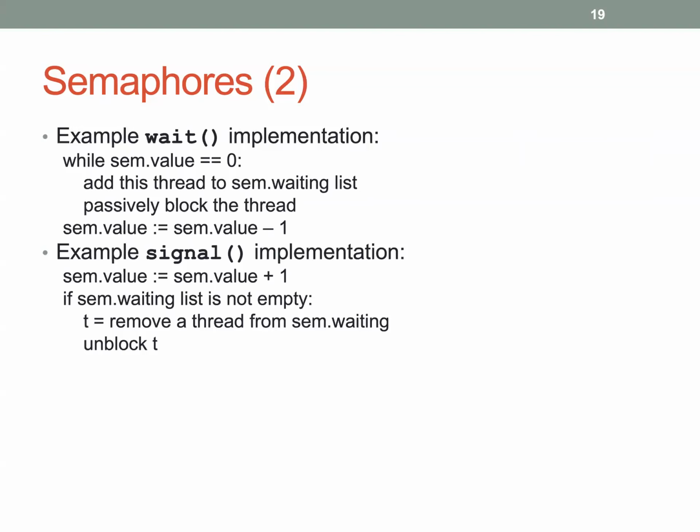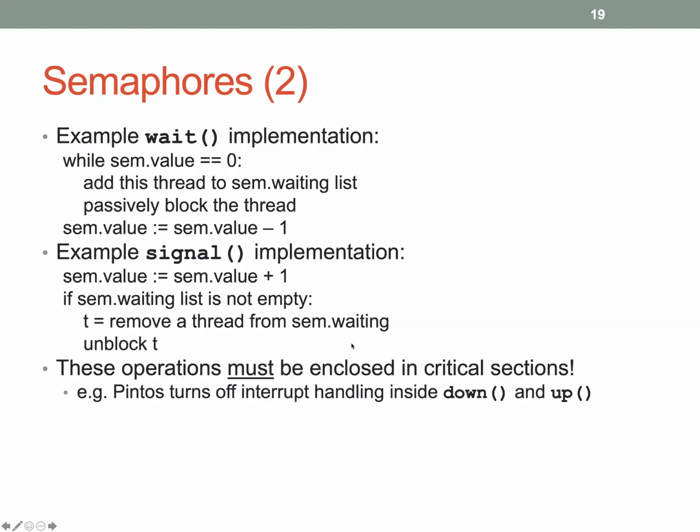Signal works in the inverse manner. Basically, it increments the value, and then since it's incremented now, a blocked thread can proceed. And so the signal mechanism also checks the waiting list. If there's anybody in the waiting list, then it picks a thread from the waiting list and unblocks it, because now it can proceed.